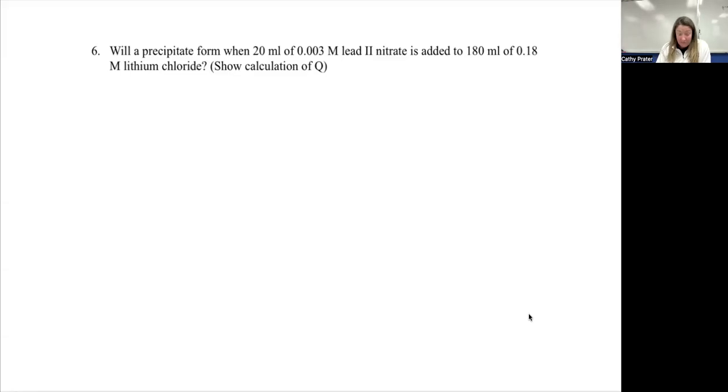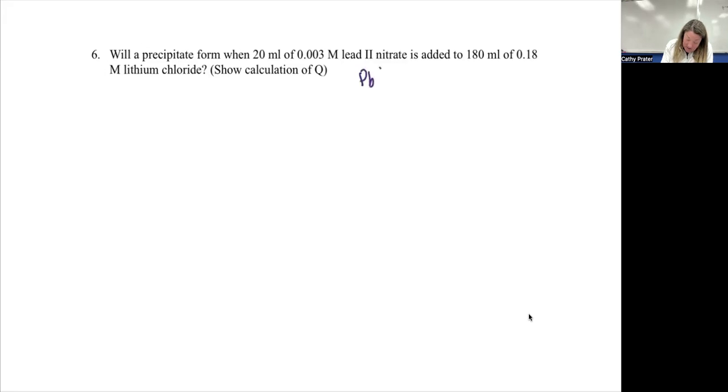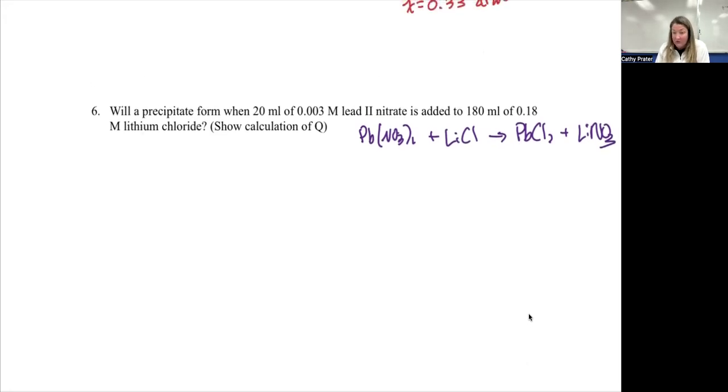For this question, the first thing I need to decide is if a precipitate forms, what is the precipitate? So if I'm looking at a reaction between lead(II) nitrate and lithium chloride, my choices are which one of these has the potential to precipitate? I know that all nitrates are soluble and all group 1 salts are soluble, so it's definitely not that one.